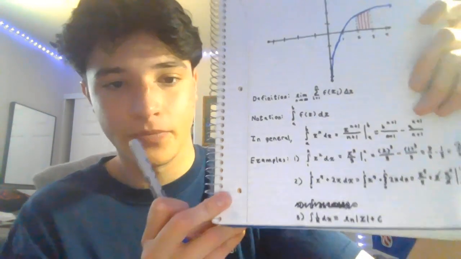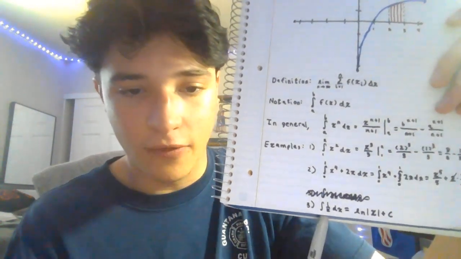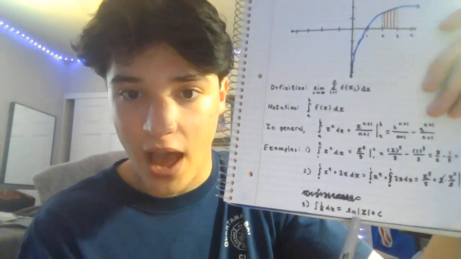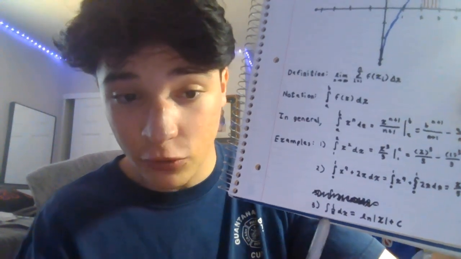And finally, we have the integral of 1 over x dx. The answer to that is ln, absolute value of x. If you're not familiar with absolute value, it's basically just saying drop the negative. So like the absolute value of negative 4 is 4, and the absolute value of 4 is 4.